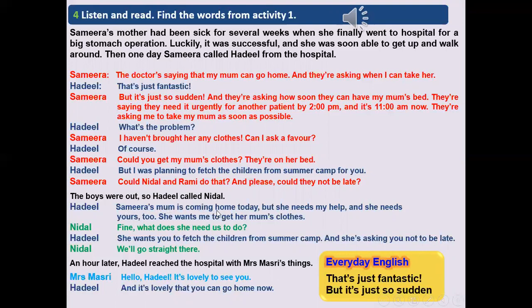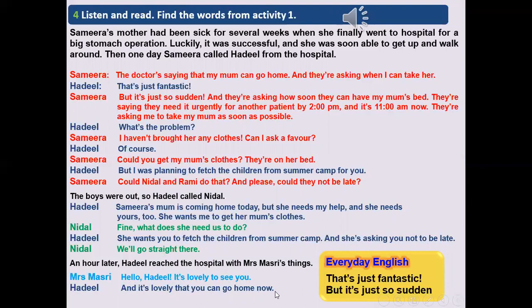Samira's mum is coming home today, but she needs my help, and she needs yours too. She wants me to get her mum's clothes. Fine. What does she need us to do? She wants you to fetch the children from summer camp, and she's asking you not to be late. We'll go straight there. An hour later, Hadil reached the hospital with Mrs. Masri's things. Hello, Hadil. It's lovely to see you. And it's lovely that you can go home now.